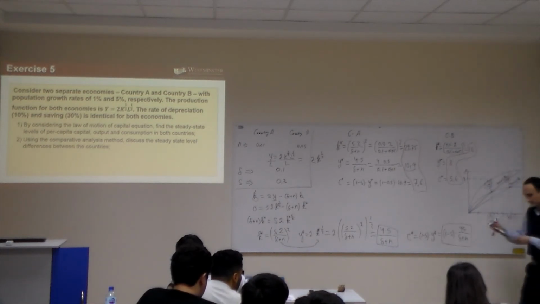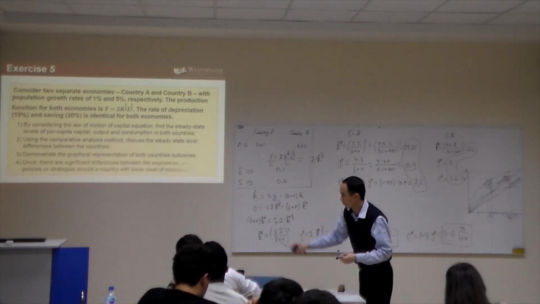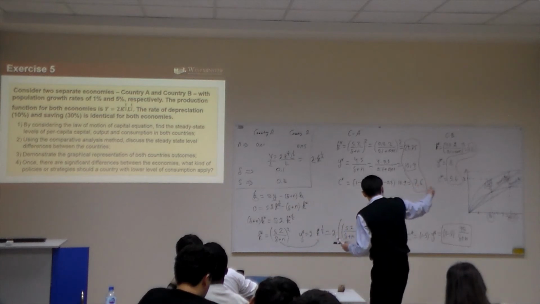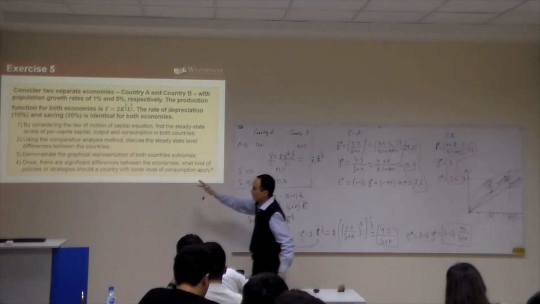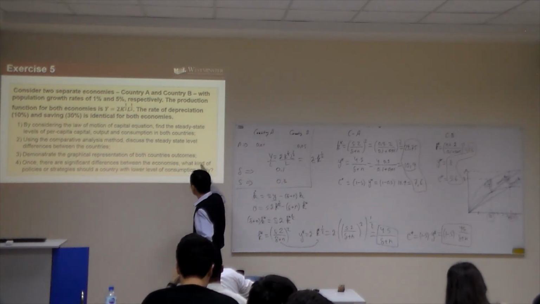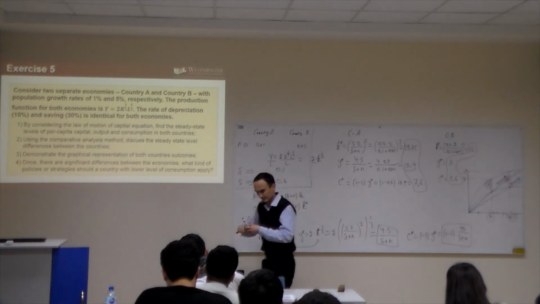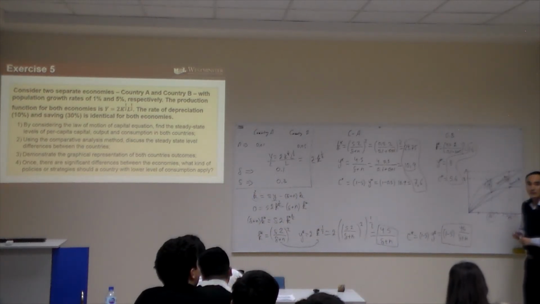So what's the conclusion in here? In the last question, we asked, if there is significant difference, we see that this difference is very significant, right? What kind of policies or strategies should a country with lower level of consumption apply? They should include growth. So like China did. Yes.